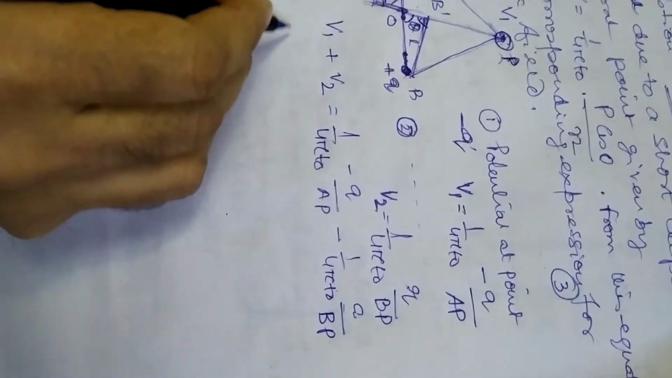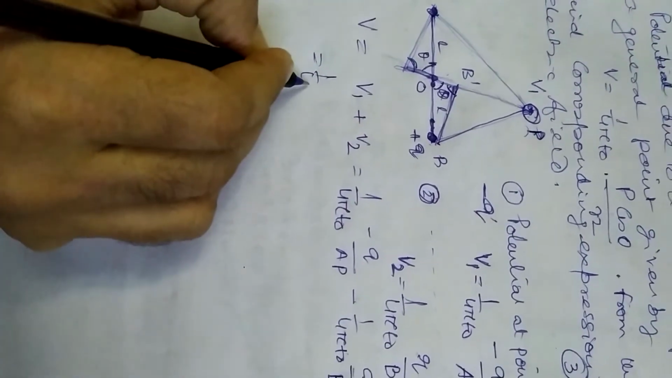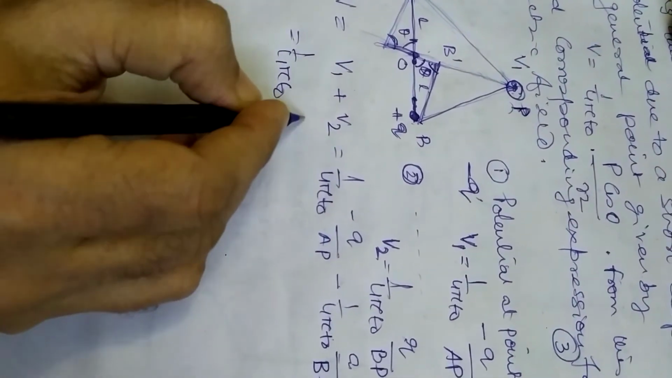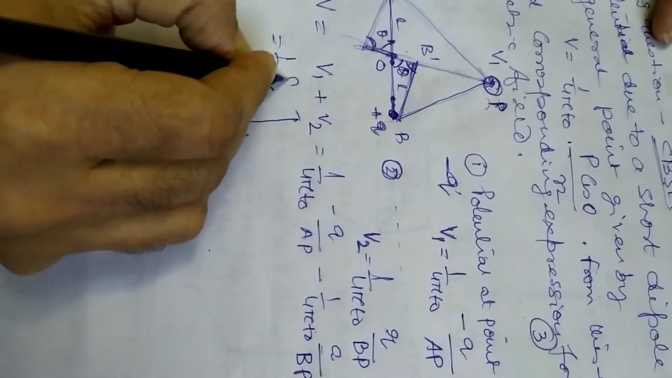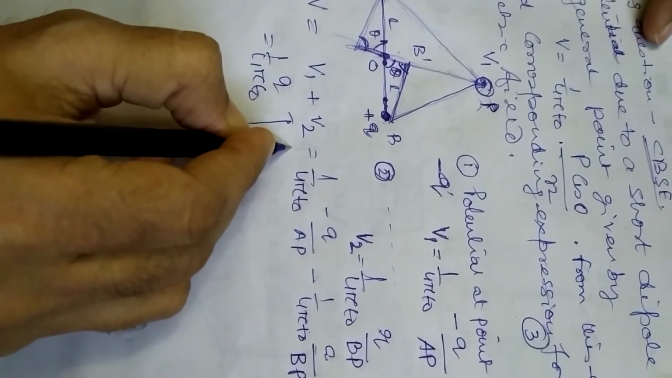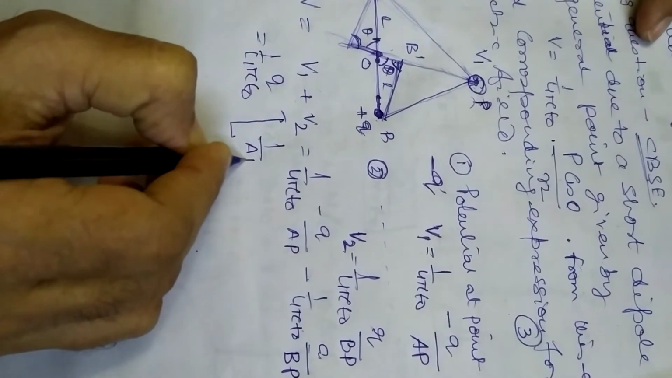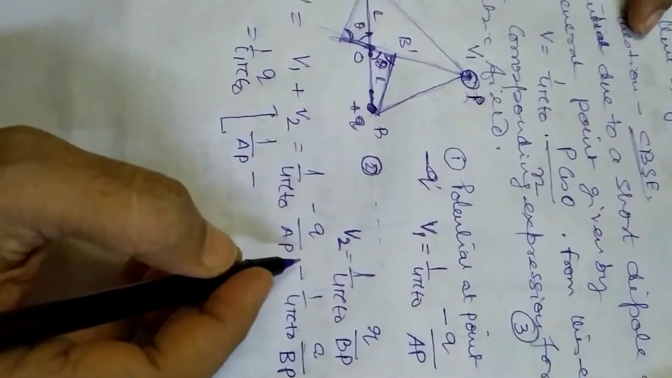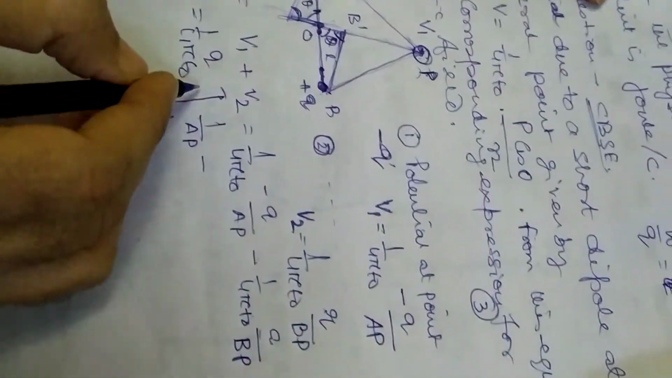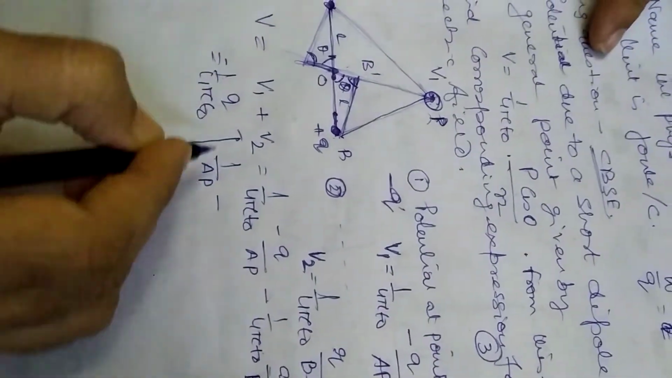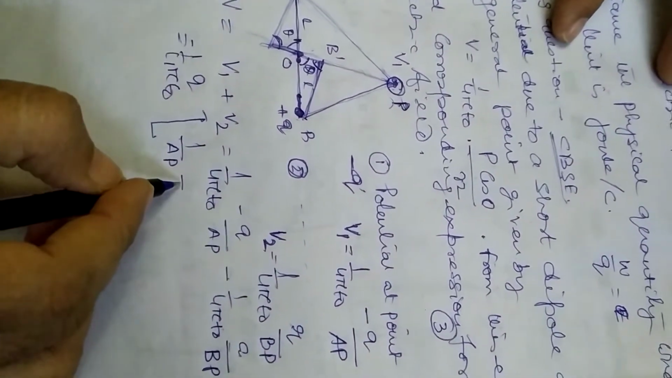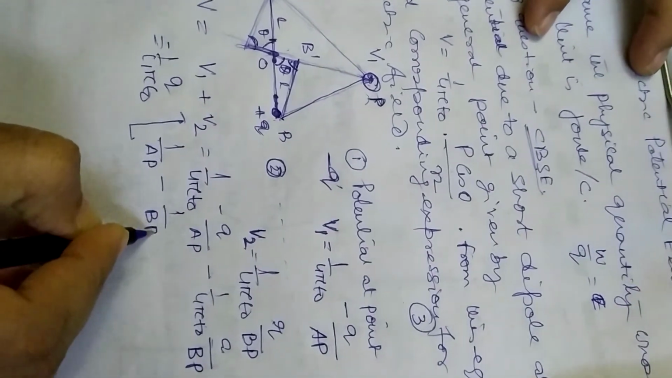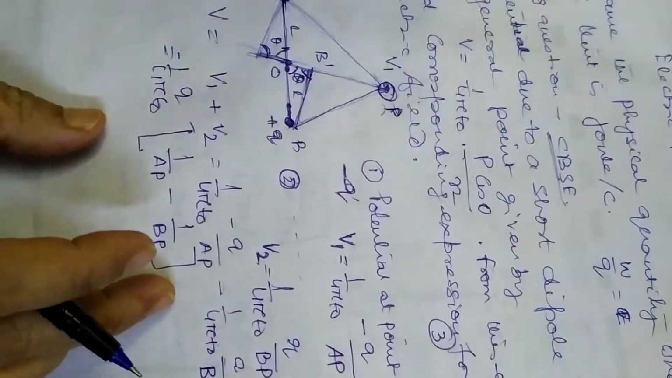Okay, so now we will be taking 1 by 4 pi epsilon out and we will be writing q, and it is coming 1 by AP and minus, this is minus, so we will be taking the minus out. So this is minus 1 by BP. Clear? So this is the quantity we are getting here.